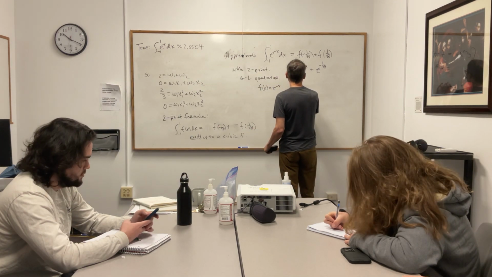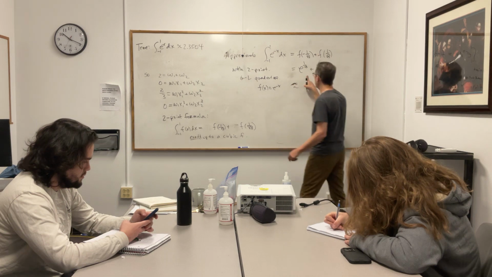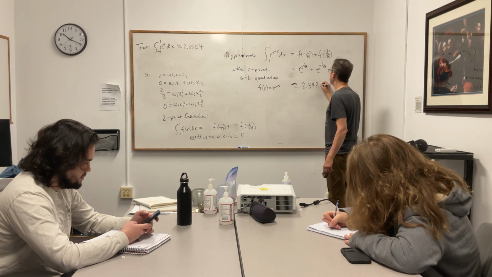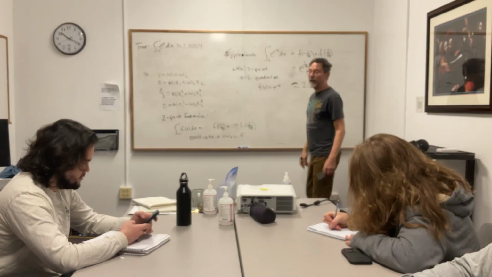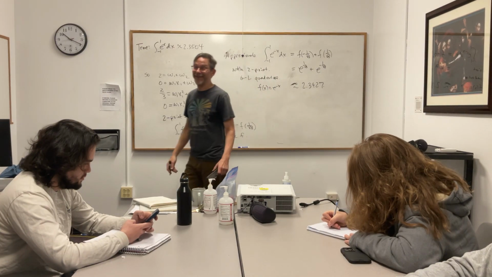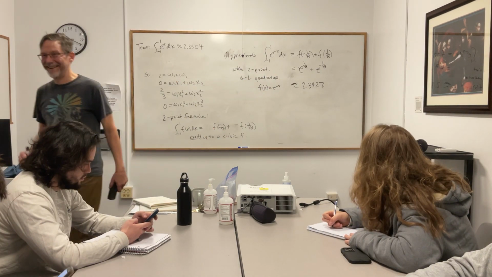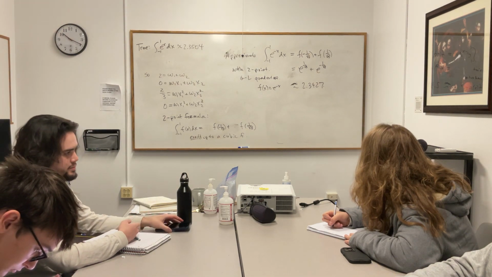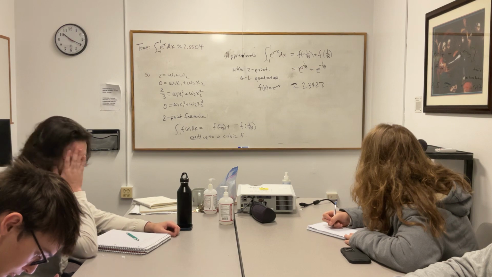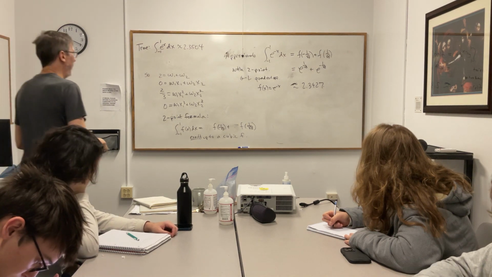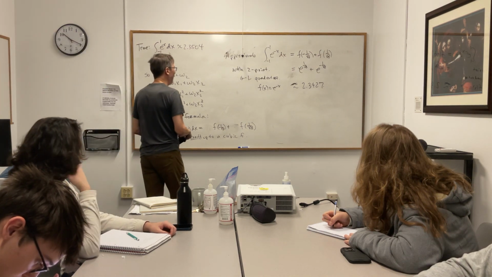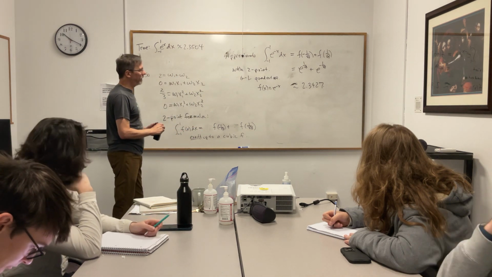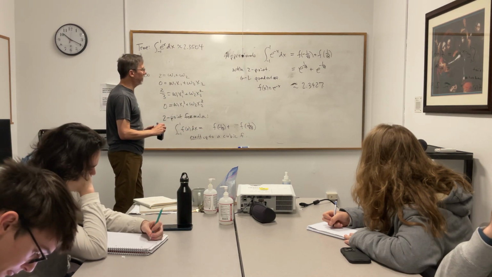And Cormac, what did you get for this guy here? 2.3427. Pretty good. That's pretty awesome. So that seems like magic to me. Something very special about those points. And we'll talk a little bit more about that maybe on Wednesday, but today we're just going to keep it straightforward.